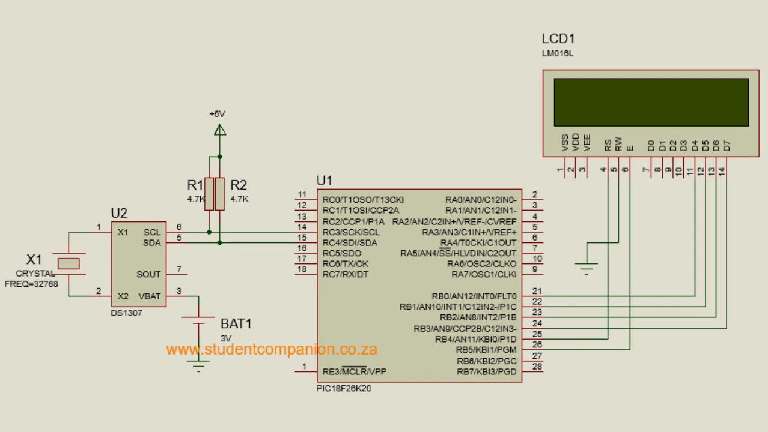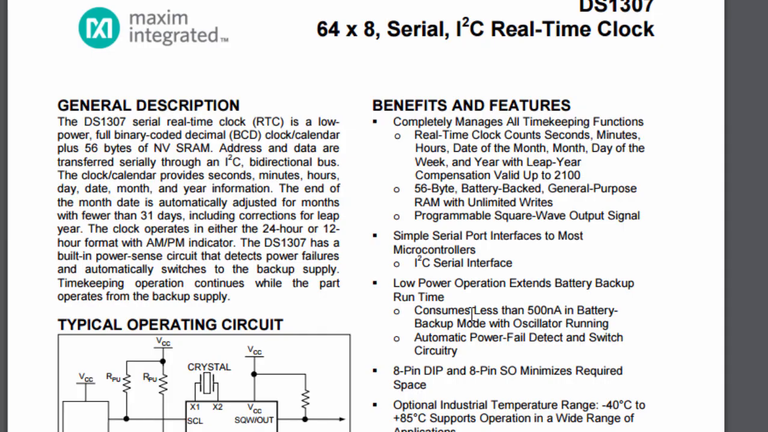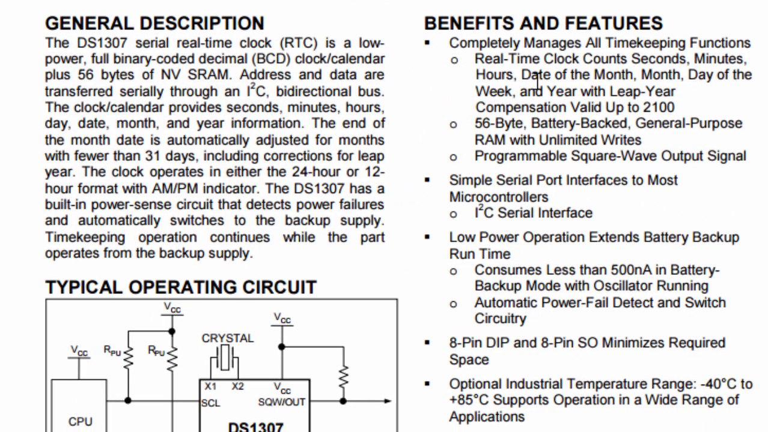The end date of month is automatically adjusted for month fewer than 31 days, including leap years compensation up to the year 2100. It can operate either in 24-hour format or 12-hour format with AM and PM indicator. These are some of the benefits of using this chip.